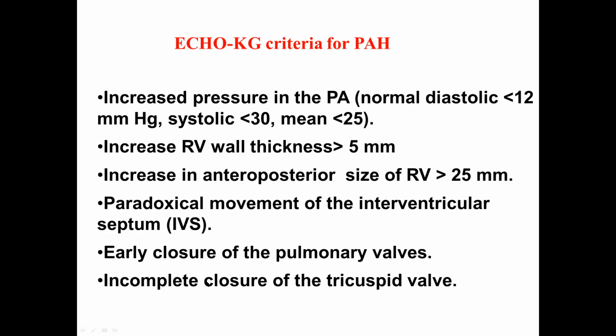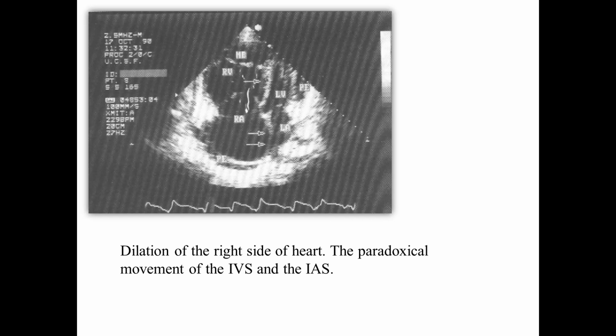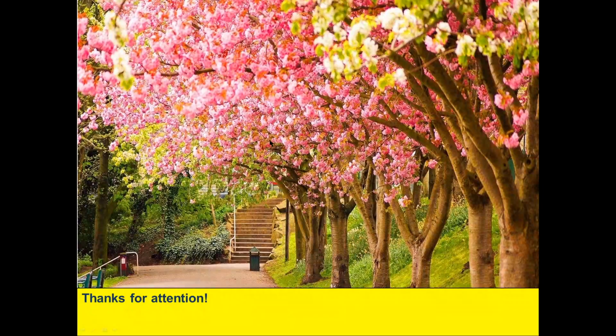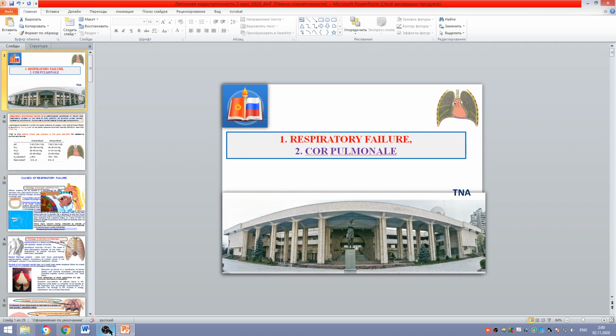And on echocardiography, increased pressure in the pulmonary artery, average more than 25, increased right ventricular wall thickness, increase in anterior-posterior size of the right ventricle, paradoxical movement of the interventricular septum, early closure of the pulmonary valves, and incomplete closure of the tricuspid valve. You see here dilation of the right side of the heart, paradoxical movement of the interventricular septum and interatrial septum, and right ventricular hypertrophy and dilation. The wall thickness exceeds the wall thickness of the left ventricle. I finished my lecture. Thank you for your attention.